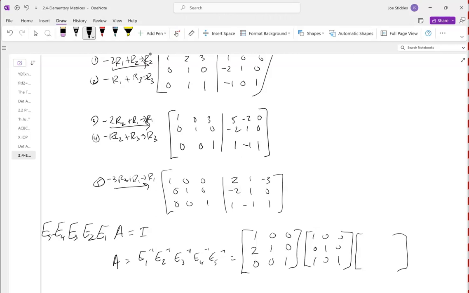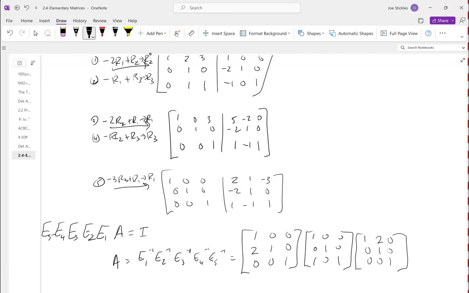Good, yep, 2 row 2 plus row 1 replace row 1, so what's it going to look like? Well, we're going to go 2 to 1, right? So it's going to be 1, 2, 0, 0, 1, 0, 0, 0, 1, right? Start with the identity and do that row operation. So 2 times row 2 added to row 1.